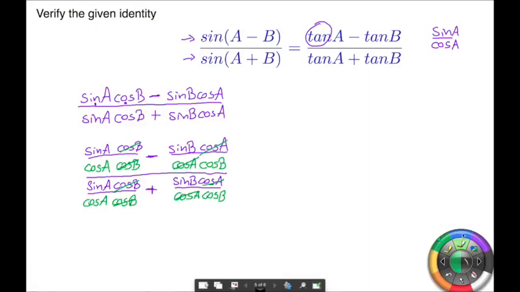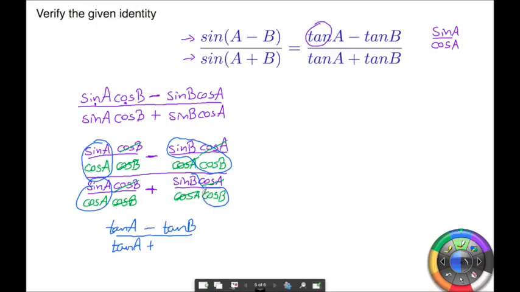So my final result is literally tan A from these two, tan B from sine of B over cosine of B, all over tan A again, plus, and then these two, tan B. And we end up with the exact same thing that we're looking for.